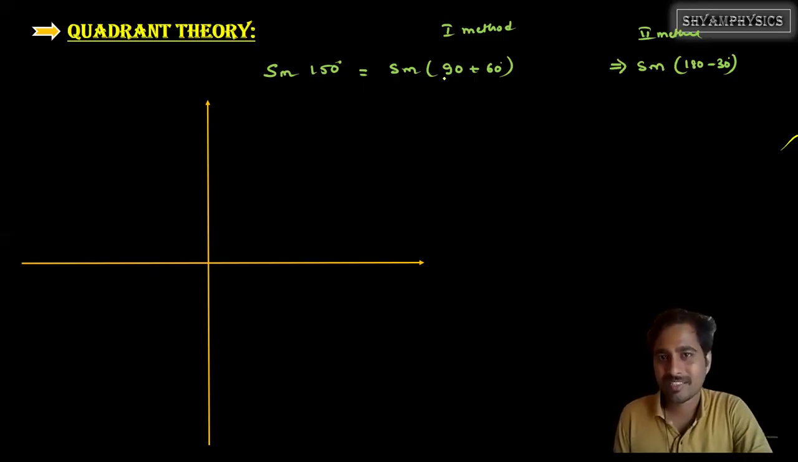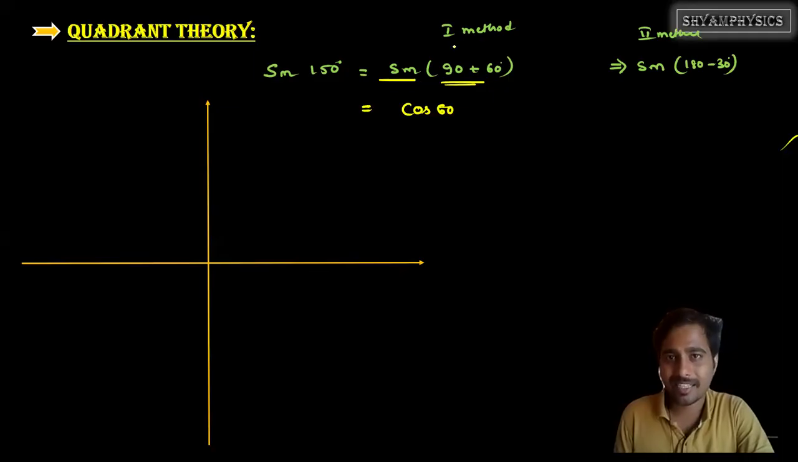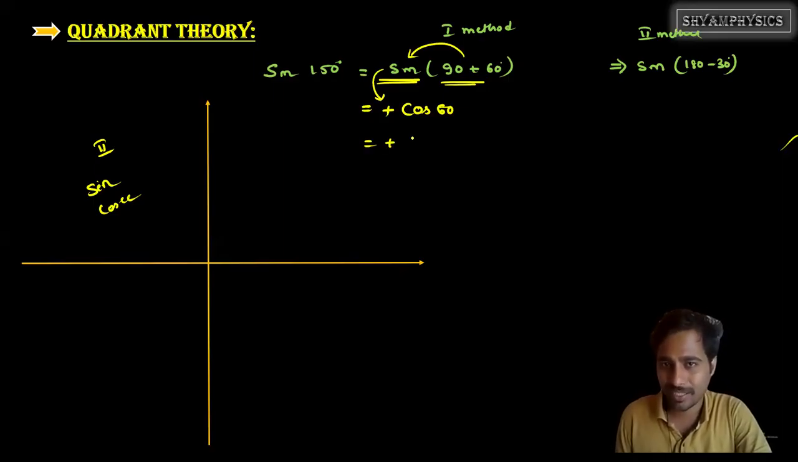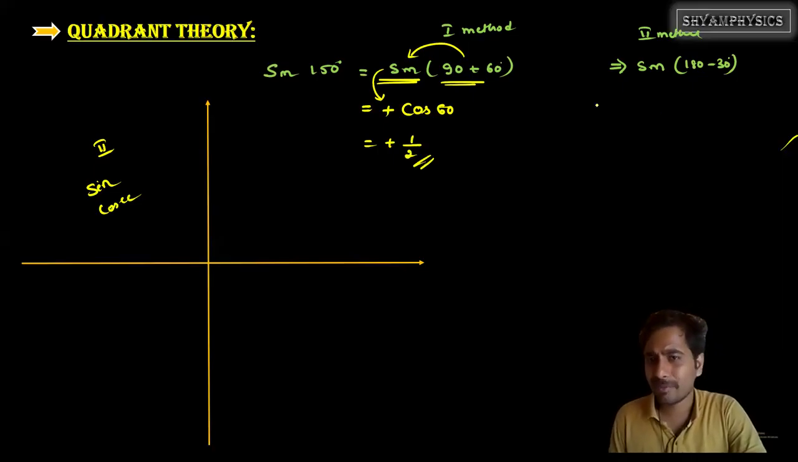Now coming to the point. Sine 90 plus theta, by changing the trigonometric function, we need to write cos theta. Good. Next, sine, which quadrant does 90 plus theta belong to? Second quadrant. In the second quadrant, sine and cosecant are positive. So sine is positive here. So it's very simple: plus cos 60, whose value is 1 by 2. Done, understood? Correct now?